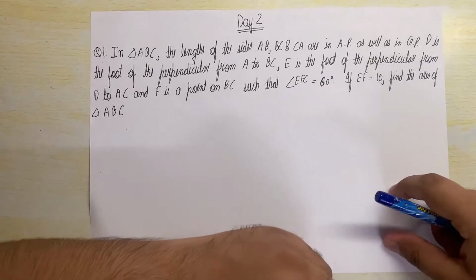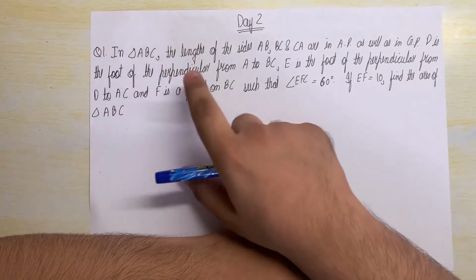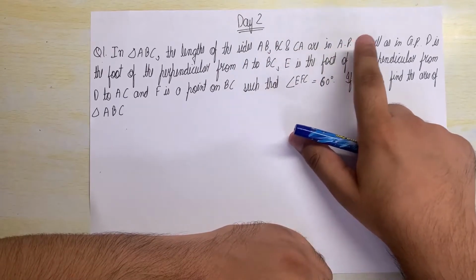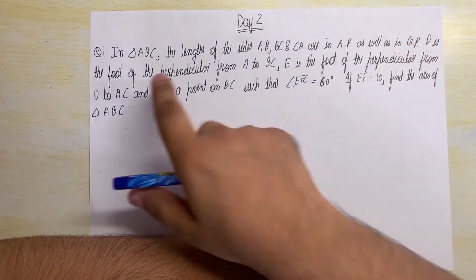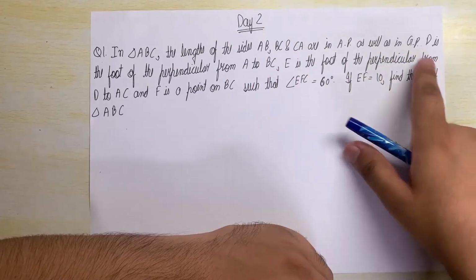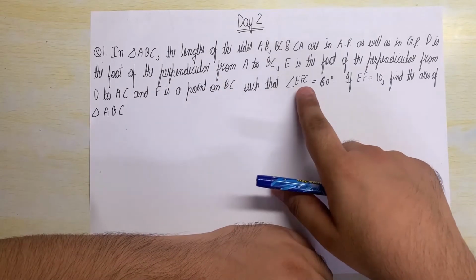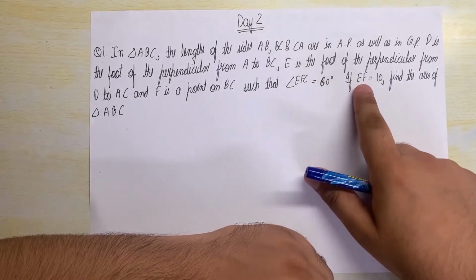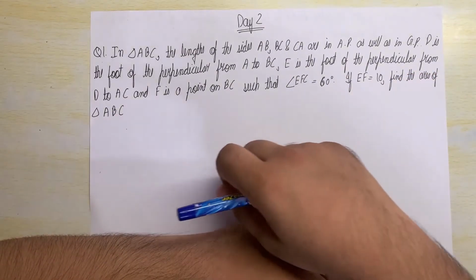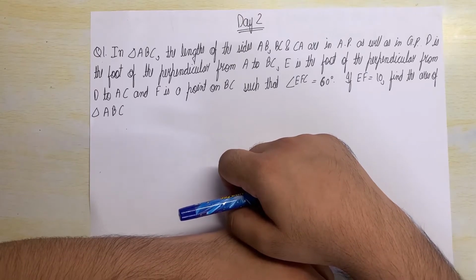So the first question for today is from the topic geometry. In a triangle ABC, the lengths of the sides AB, BC and CA are in AP as well as in GP. D is the foot of the perpendicular from A to BC, E is the foot of the perpendicular from D to AC and F is a point on BC such that angle EFC is 60 degrees. If EF is equal to 10, find the area of triangle ABC. So I would recommend you to please pause the video for 2 minutes and try and solve the question yourself.